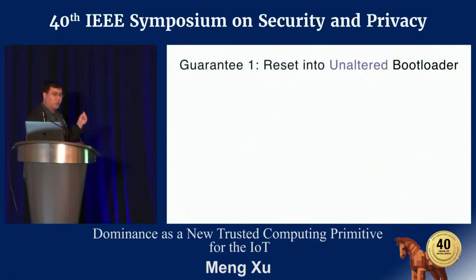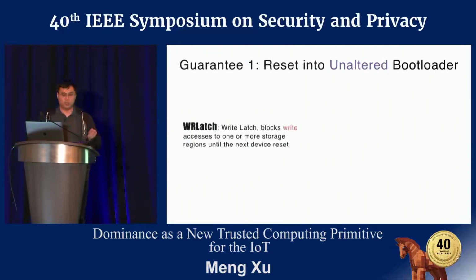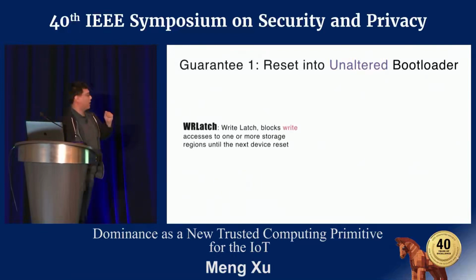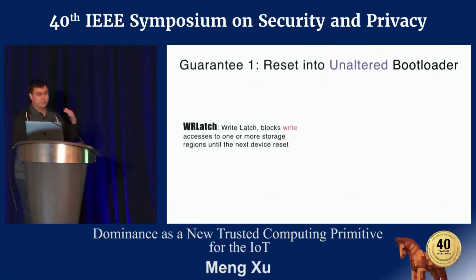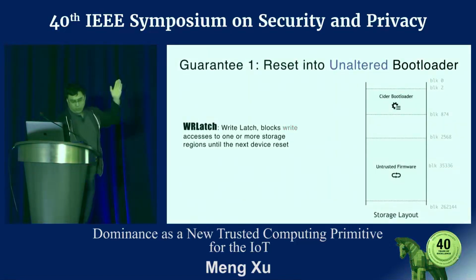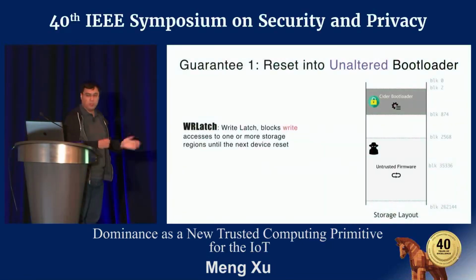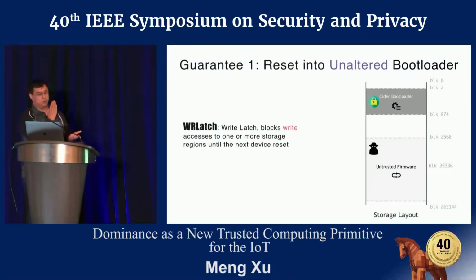So guarantee one: we always want to reset into an unaltered bootloader, which is controlled by us. How do we do that? We use the writer latch. Basically, as we showed you before, it blocks the write accesses to a storage region. So on your storage, either a flash or eMMC, we're going to scan what blocks your bootloader resides in, and we are going to apply this latch right before we transfer the control to the untrusted firmware. So after that, even if the attacker controls the firmware however they want, there's no way it can compromise the CIDR bootloader. And when you do a reset, it will always come from the unaltered bootloader.